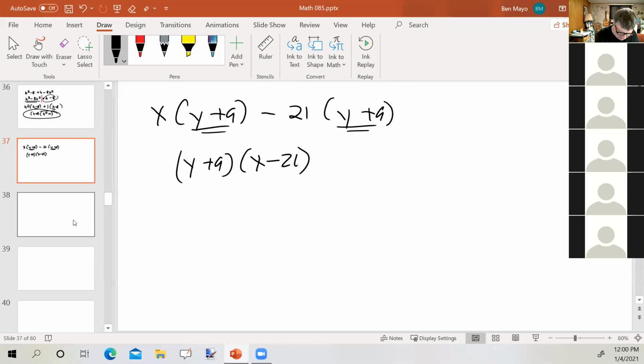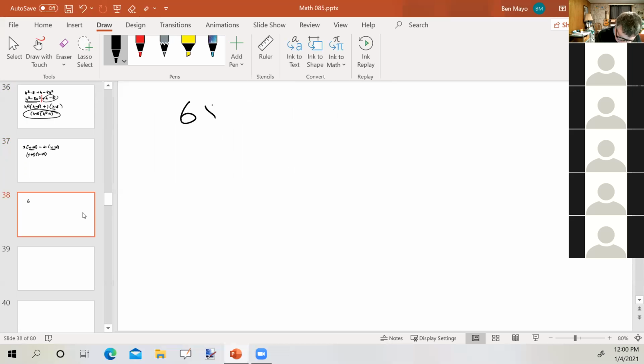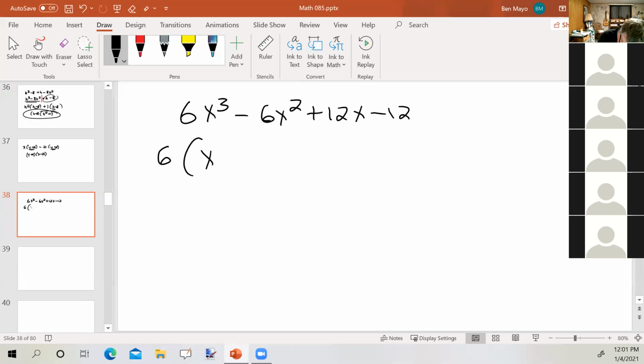All right. How about this one? 6x cubed minus 6x squared plus 12x minus 12. It says factor by grouping. Now, if I'm not awake, I will miss this problem in terms of the first step. Is there a greatest common factor for all 4 terms that we could take out before we do factoring by grouping? 6. Right. So our first move would be to take the 6 out.